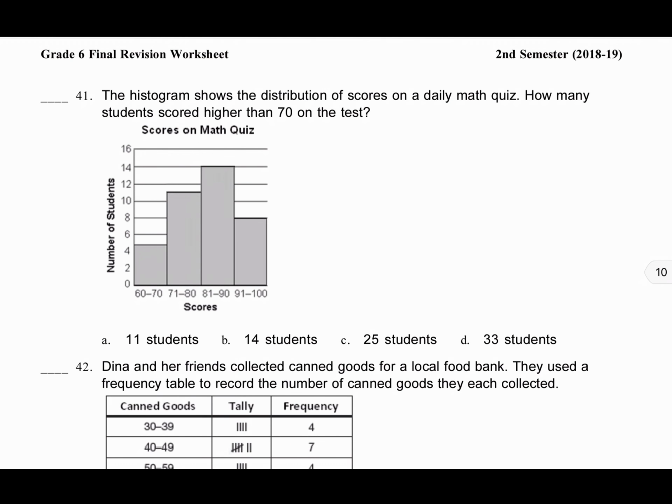Next question. The histogram shows the distribution of scores on a daily math quiz. How many students scored higher than 70 on the test? Here we have these all higher than 70. So here we have the first one 11, second one 14, and third one 8. 11 plus 14 plus 8 equals 33, which is D.